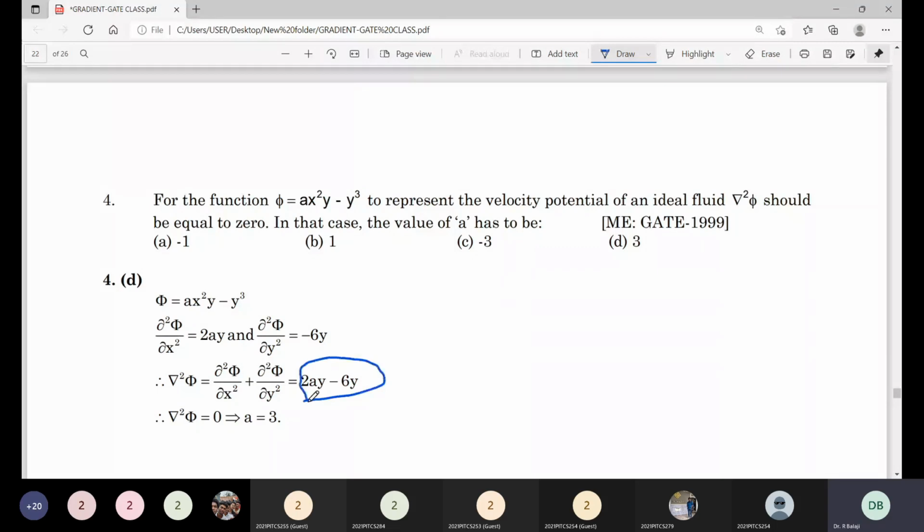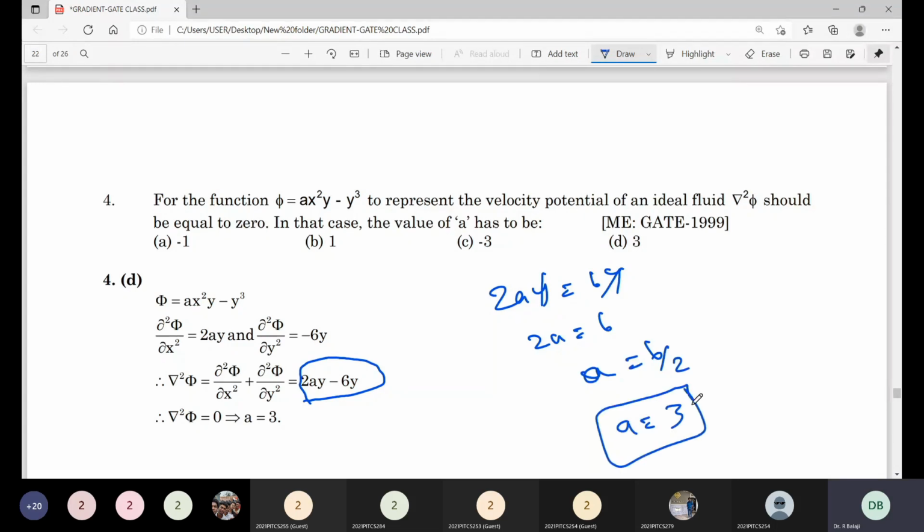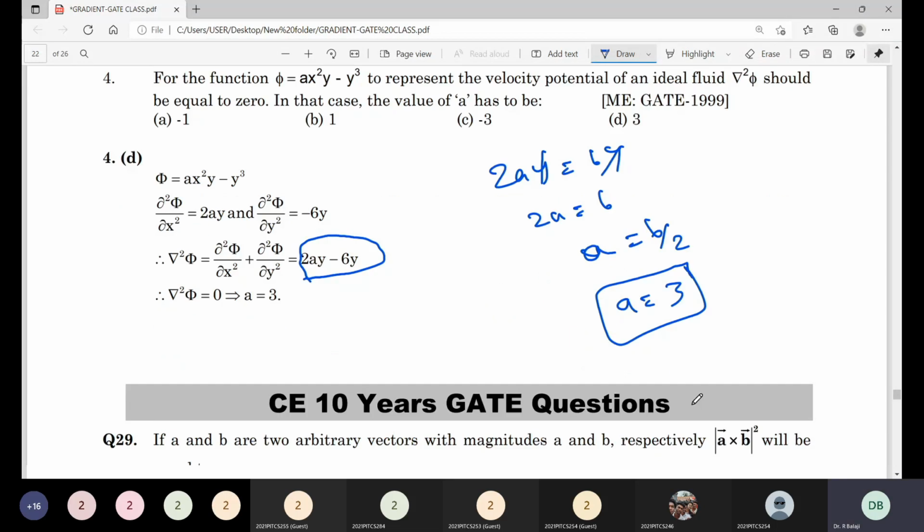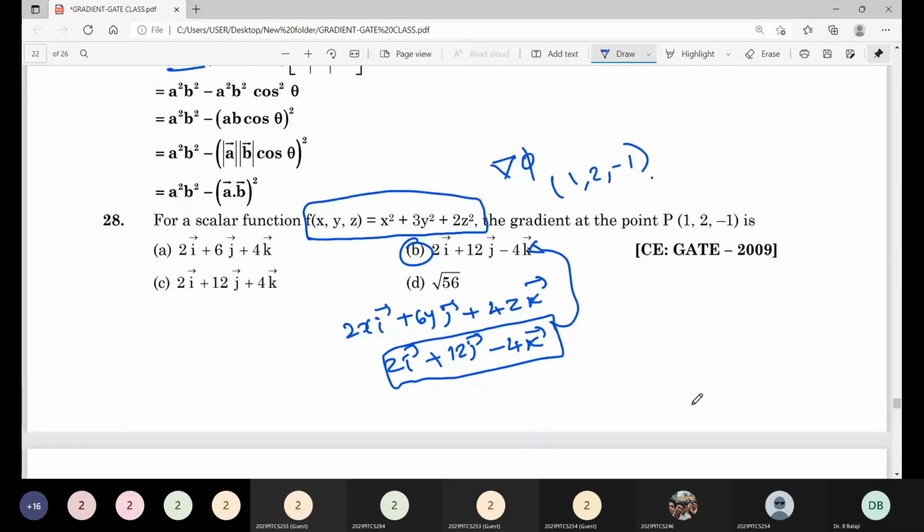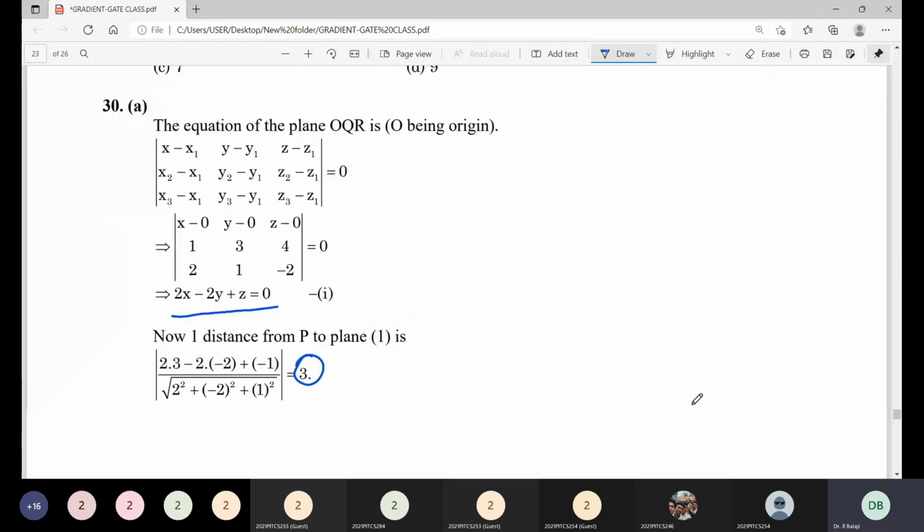Therefore, from this, 2ay is equal to 6y, and eliminating y we can write 2a is equal to 6, then a is equal to 6 by 2, which is nothing but 3. The answer is 3. Next, we will move on to the next.